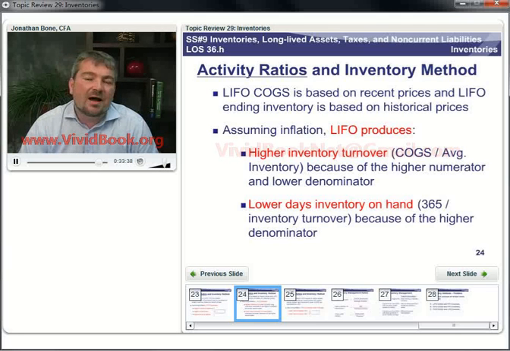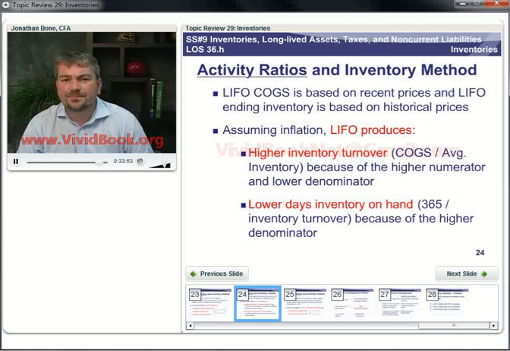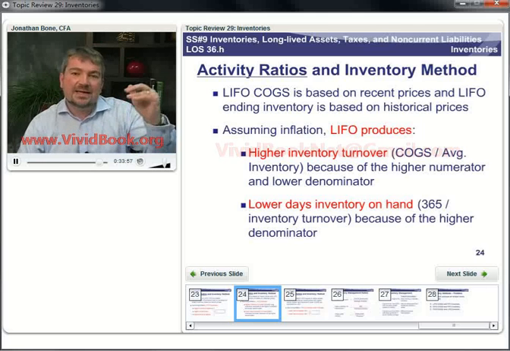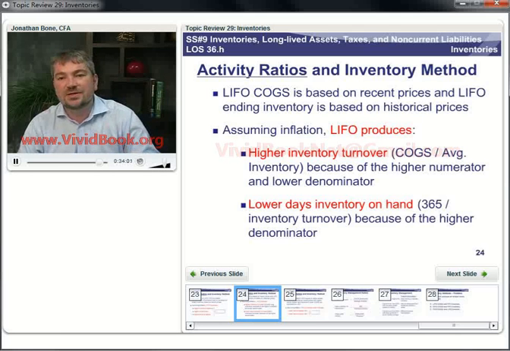Now, if we've got a higher inventory turnover ratio, we're going to get lower days of inventory on hand. Remember, days of inventory on hand is just 365 divided by your inventory turnover. Okay, so because your inventory turnover is higher, you're going to get lower days of inventory on hand. Let me remind you roughly of what days of inventory on hand is. It's telling us the time between receiving raw materials and selling finished goods.